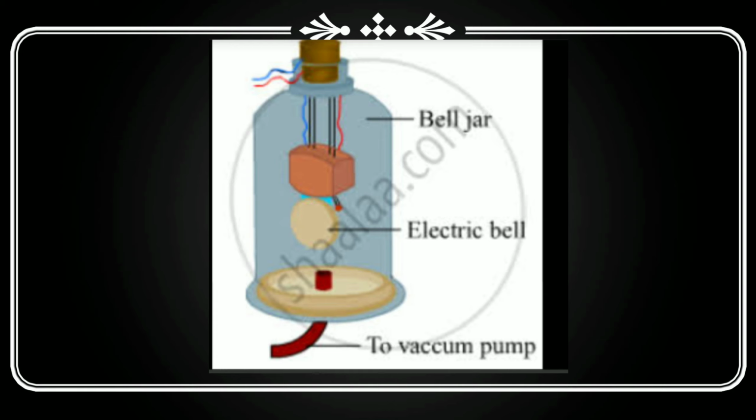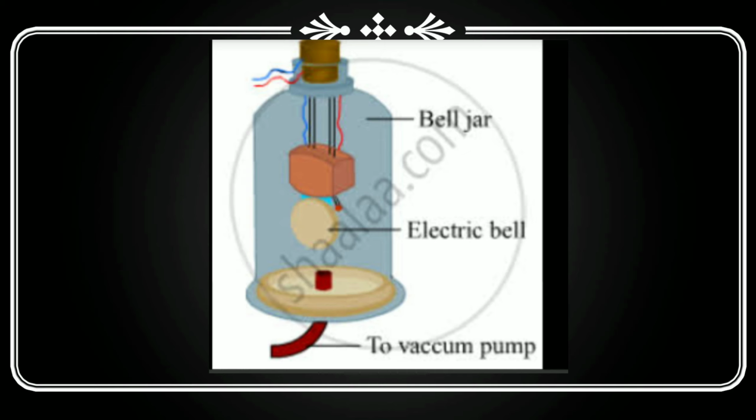At the start of the experiment, the vacuum pump is off and the bell jar contains air. If the key to the electric bell is now switched on, the bell starts ringing and the ringing can be heard from outside the bell jar. Now, if the vacuum pump is switched on, it starts removing the air from the bell jar. As the quantity of air inside the bell jar decreases, the level of ringing sound heard outside also decreases.